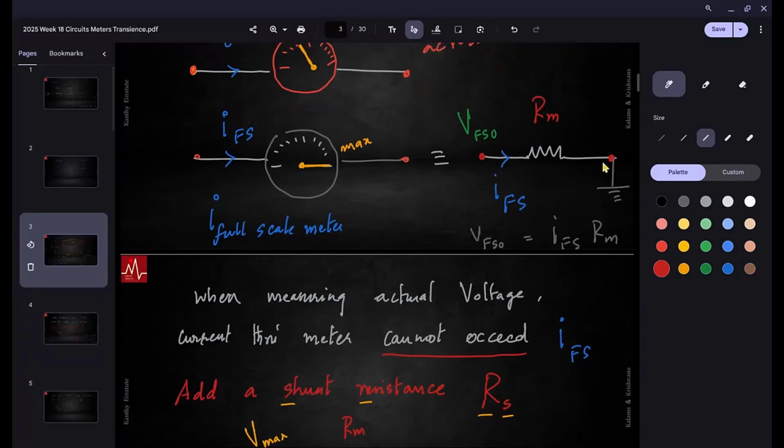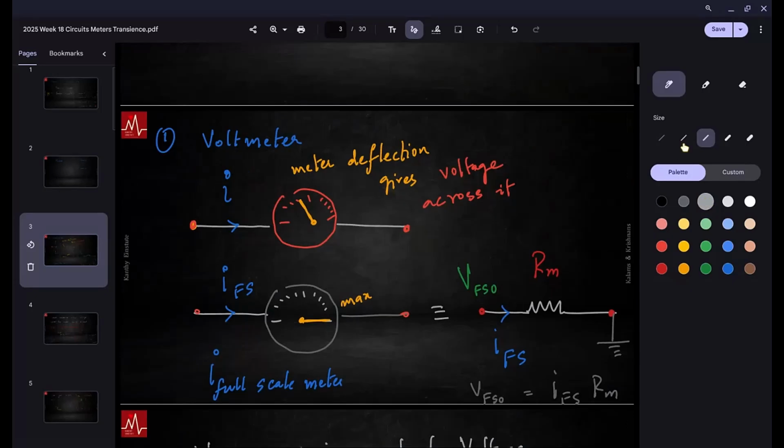So when there is no shunt added, let me highlight, this is the no shunt scenario. In that scenario, a specific voltage gives you full scale deflection. What is the relation between this VFS? Without a shunt, it is just IFS into RM.